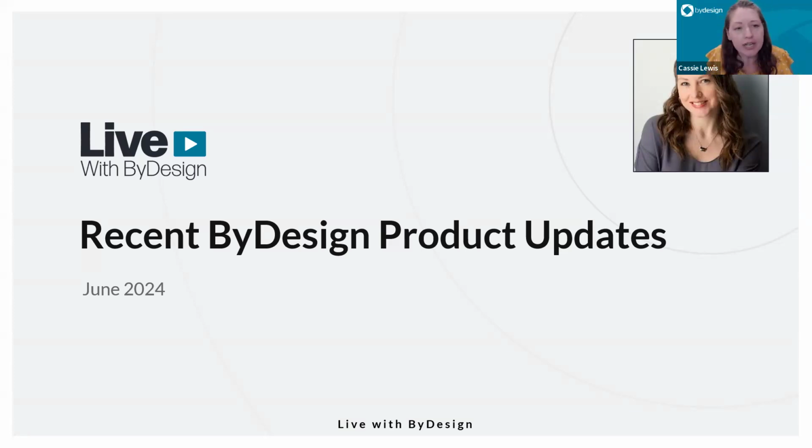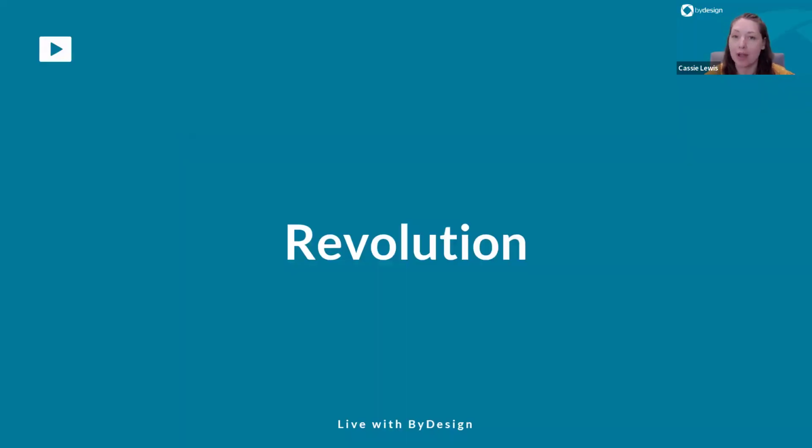So for this month, I want to cover some of the recent ByDesign product updates that we've had. So I'm going to start out with Revolution. And for those of you who may not know, Revolution is the name of our rep back office. So this is where your field reps can go in and manage their business, look at reporting, all of that jazz. For those existing clients, some of you may call it something other than Revolution, but just know anytime I talk about Revolution, I'm talking about that rep experience and that rep back office.